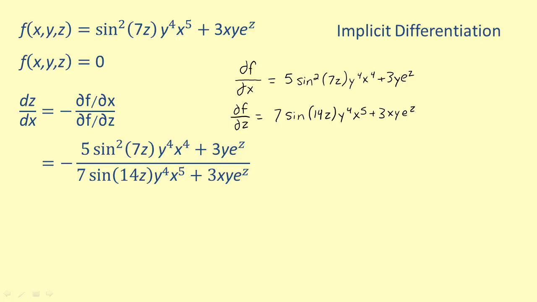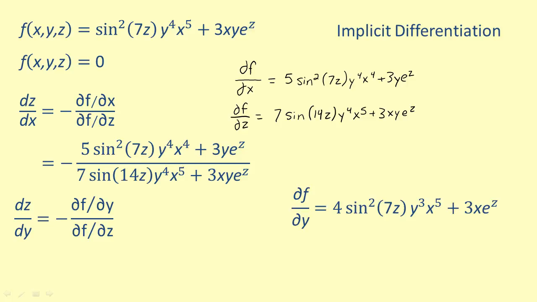Using the same methodology, we find dz/dy using the partial derivatives of the function with respect to y and z. We already found the partial of f with respect to z, so we need to find the partial of f with respect to y. Looking at the given function, we see that the partial derivative with respect to y is 4 sine squared quantity 7z y to the third x to the fifth, plus 3xe to the z.